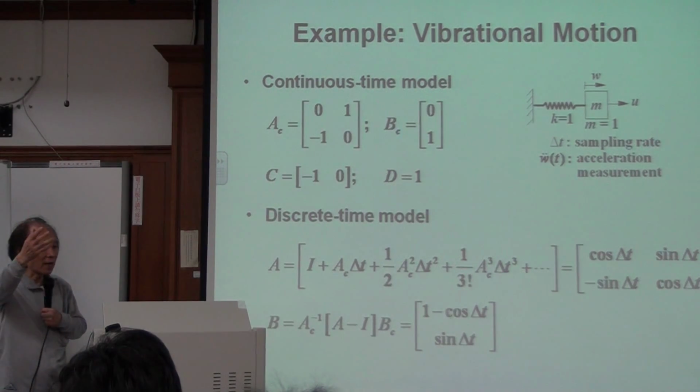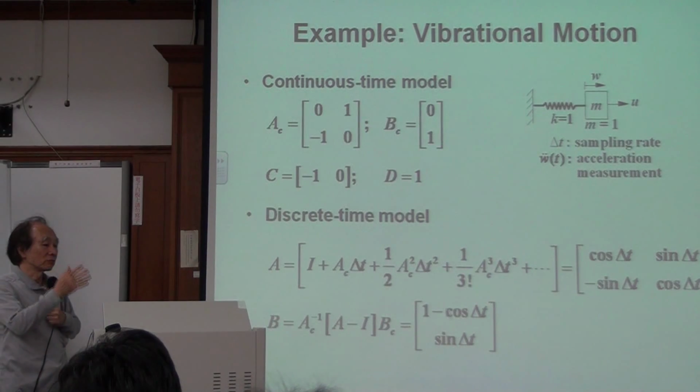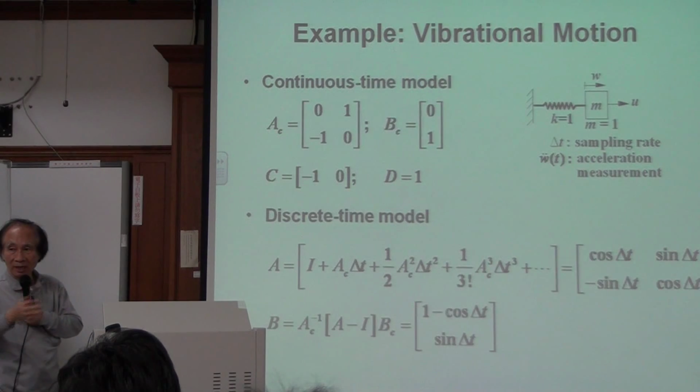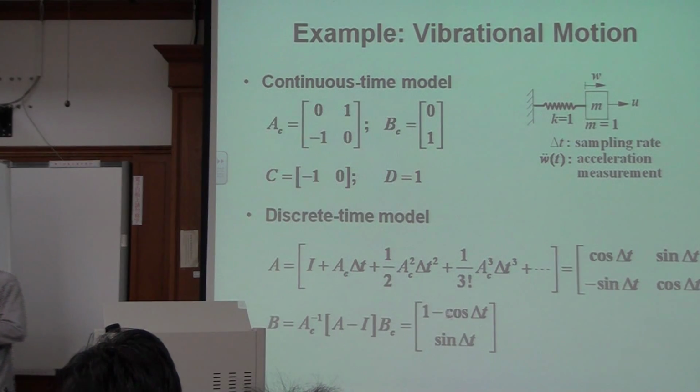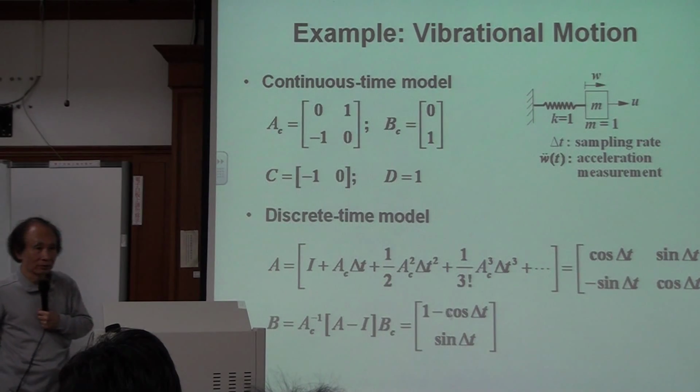That's very pretty, don't you think so? With the continuous time Ac, you don't see anything to do with sine or cosine. But in your discrete time model, you get cosine and sine, or minus cosine and sine. Any questions? Still no questions.